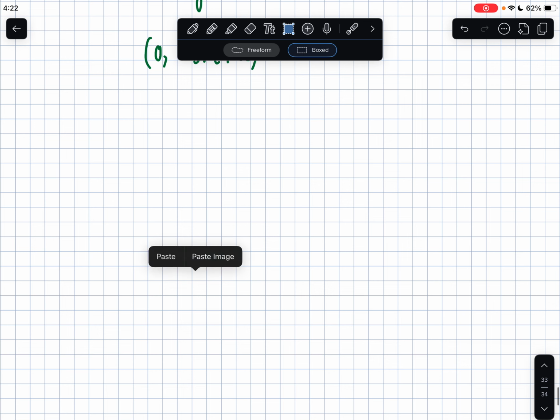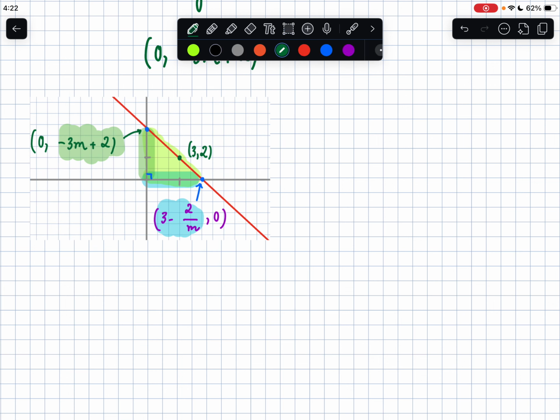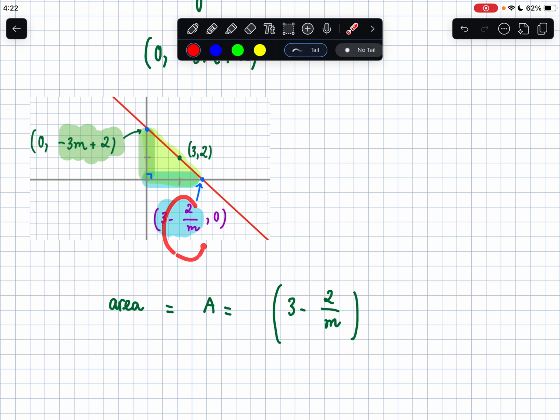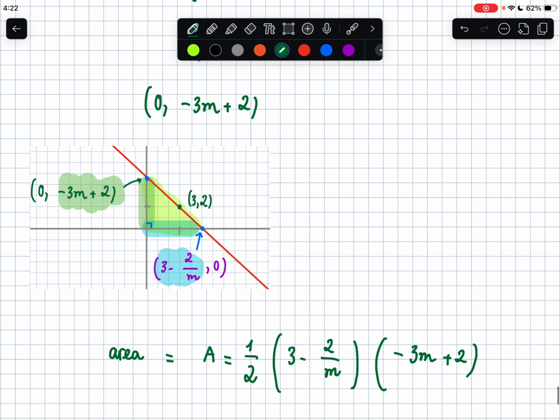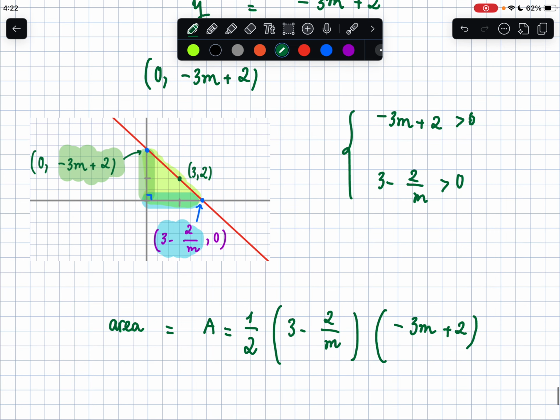So let's compute the area of the right triangle. Let me denote A equal to (3 minus 2 over m) times (minus 3m plus 2), divided by 2. This one we want positive, and we want this one positive too. So the condition for us is that each of those lengths needs to be positive. We need minus 3m plus 2 positive, and we need 3 minus 2 over m positive. That is our restriction.